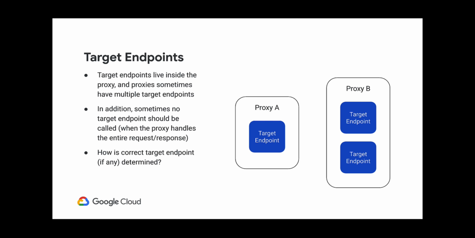So an API proxy can have multiple target endpoints. This allows you to route requests to different backend services based on certain conditions. Sometimes a proxy might not even need to call a backend, so it handles the entire request and response itself.